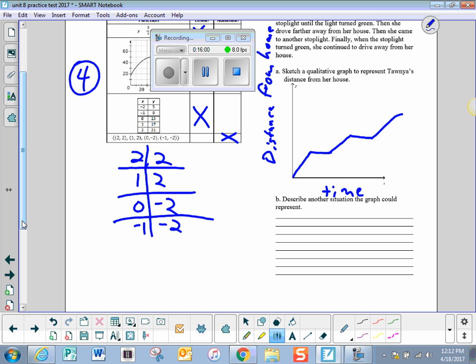A person running, and then taking a break, and running again, taking a break. Okay, all right, that works. Okay. All right, so there you have it. This will be on Google Classroom.